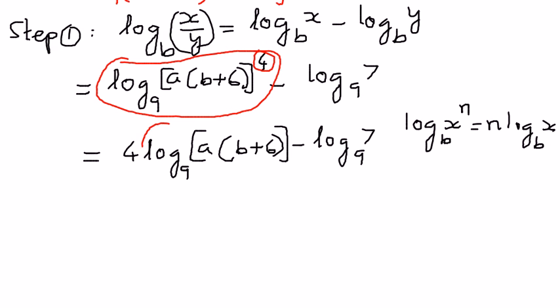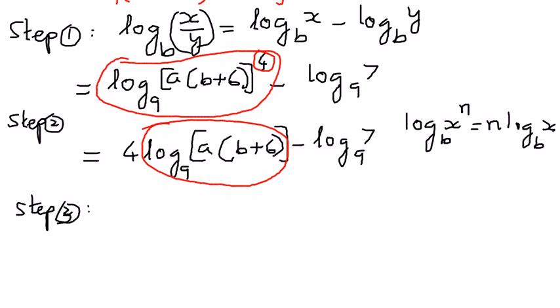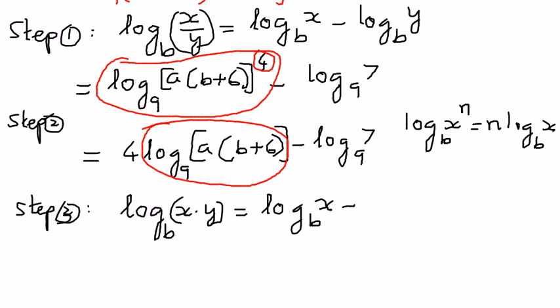Now if we look at this part here, we can use the product rule to simplify this. Let us call that step number 3; we should have called the previous one step number 2. In step number 3, we're going to use the product rule, and the product rule is telling us that if we have log of x times y to the base b, we can expand it as follows: log x to the base b plus log y to the base b.